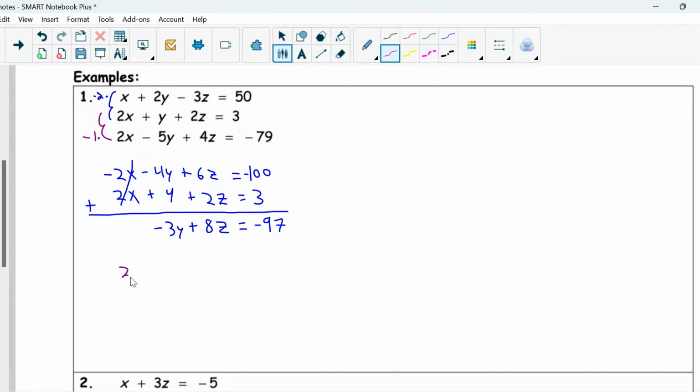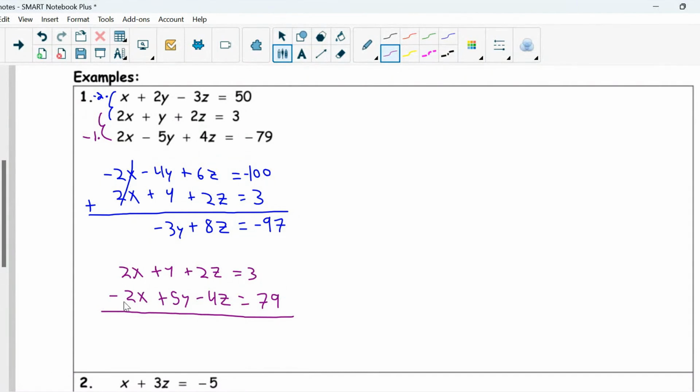So that gives us 2x plus y plus 2z equals 3. And then multiply -1 by our bottom terms: minus 2x plus 5y, -1 times -5y, -1 times 4z would be minus 4z, equals negative 1 times 79, which is just 79.